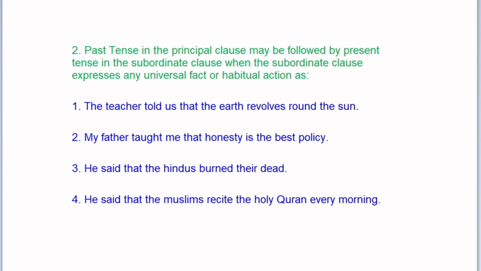A past tense in the principal clause may be followed by a present tense in the subordinate clause when the subordinate clause expresses a universal fact or habitual action. As, the teacher told us that the earth revolves around the sun. Next, my father taught me that honesty is the best policy. Number three, he said that the Hindus burn their dead. Number four, he said that the Muslims recite the Holy Quran every morning.